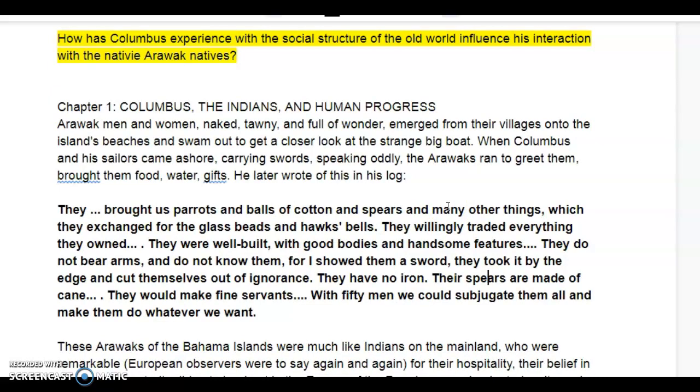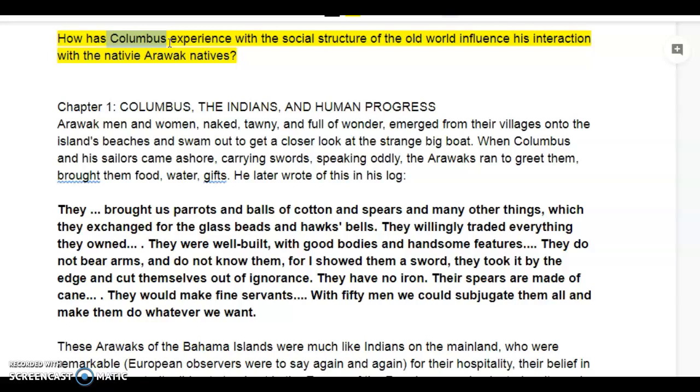The expository question here and the reading that we're going to be using is coming from Howard Zinn's History of the People, his first chapter on Christopher Columbus. The expository question is, how has Christopher Columbus' experience with the social structure of the Old World influenced his interaction with the Arawak natives? So I know that Christopher Columbus comes from the Old World, what was driven at the time by feudalism, and I know that Christopher Columbus, based on the previous video, is a lower class commoner. He's not of nobility. So the question is, how is his status going to influence the way he interacts with the Arawak Indians when he arrives in the Caribbean?